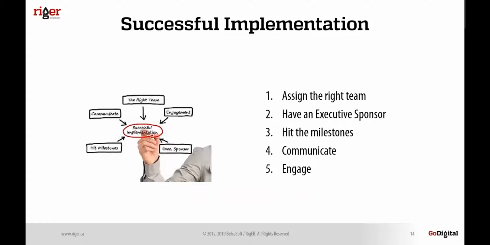So first of all, you need to assign the right team. Right team means that there should be dedicated personnel with authority to make changes in the organization, who understand the desired outcomes of the project, are able to make decisions, and know who to contact to get things done.